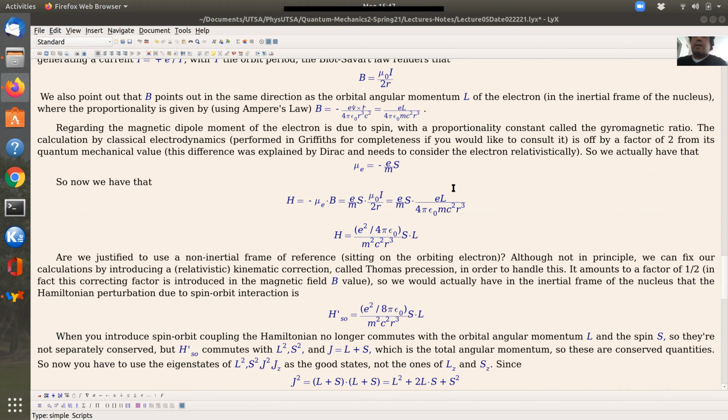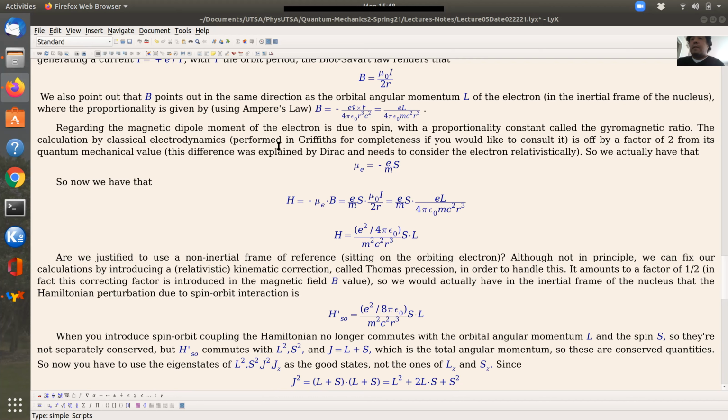So what about the magnetic dipole moment of the electron? As we mentioned, the interaction is due to this alignment of moments, where the electron has spin. And the proportionality relation between the magnetic dipole moment of the electron and the spin has a proportionality constant, which is called the gyromagnetic ratio. I'm not going to present the classical calculation, which is in Griffiths if you want to check it, because actually it has to be corrected. Of course, it's a nice exercise. If you are curious to check it, please feel free to do it. But it has to be corrected anyways, and it's off by a factor of 2 from the quantum value.